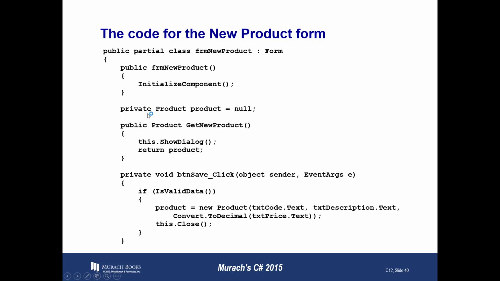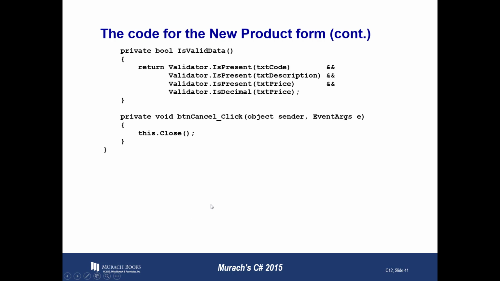So what do we have here? We've got our get new product, which will allow us to grab an individual product, and our save, which will validate the data. And if it's okay, it will save it. Notice code, description, and price, and then it'll close.